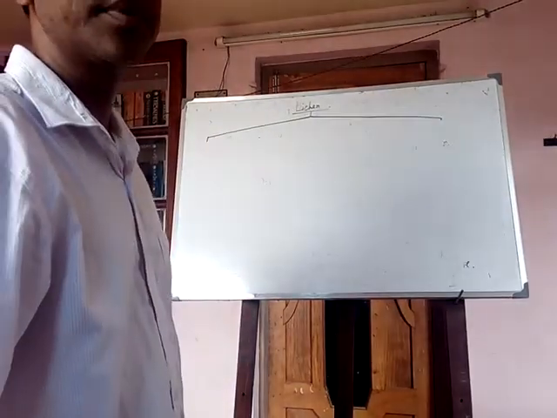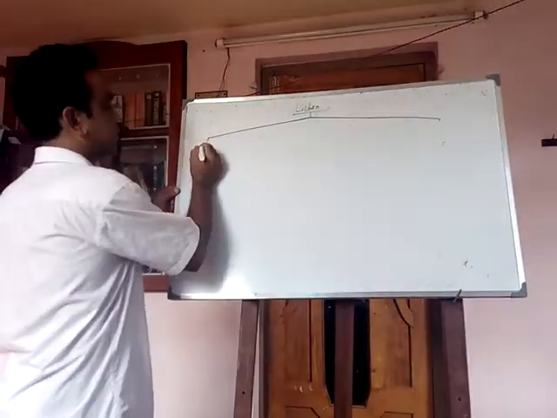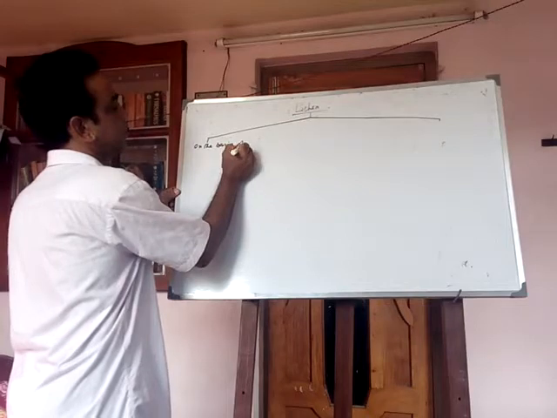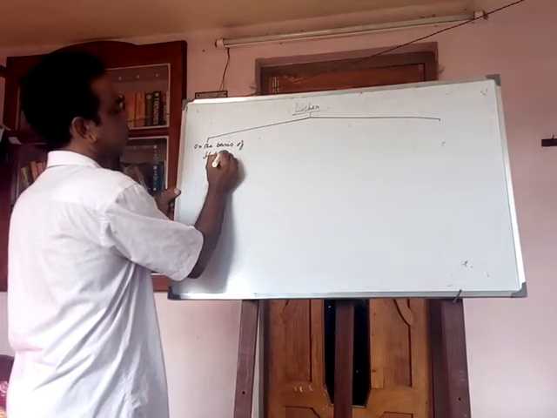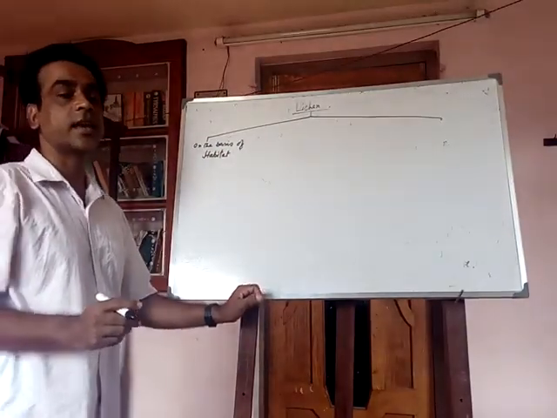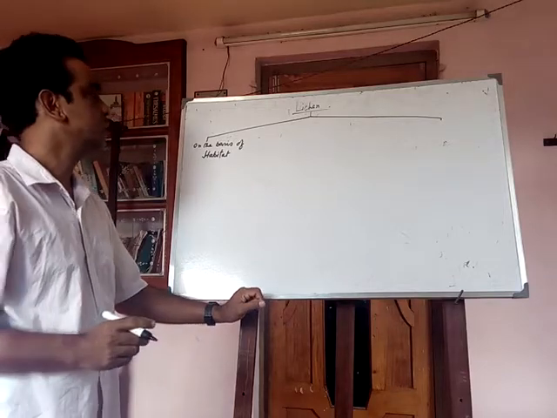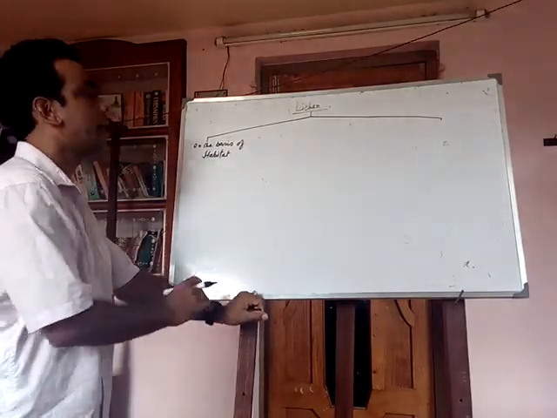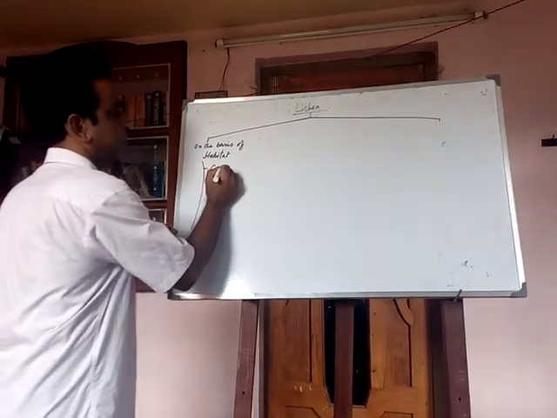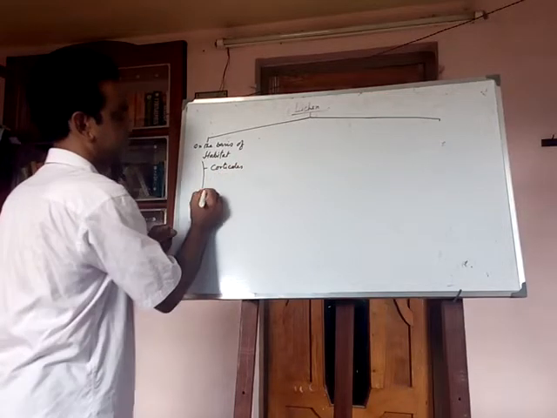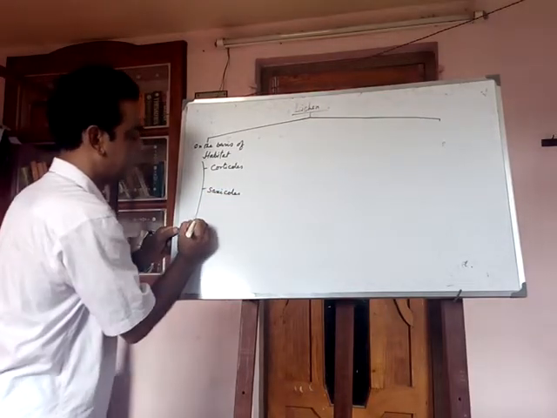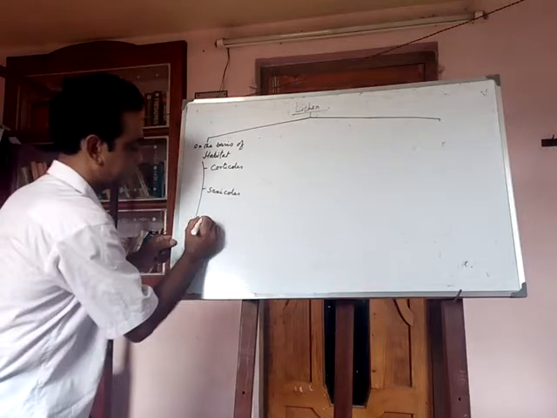On the basis of habitat, in which regions a lichen can belong, they can be classified into three types: one, corticoles; two, saxicoles; and three, tericoles.